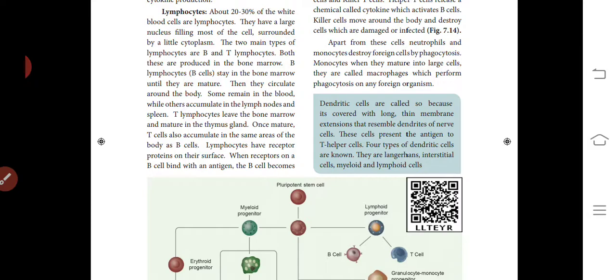B lymphocytes stay in the bone marrow until they are mature. Then they circulate around the body. Some remain in the blood, while the others accumulate in the lymph nodes and the spleen. T lymphocytes leave the bone marrow and mature in the thymus gland. Once they mature, T cells also accumulate in the same areas of the body as B cells.